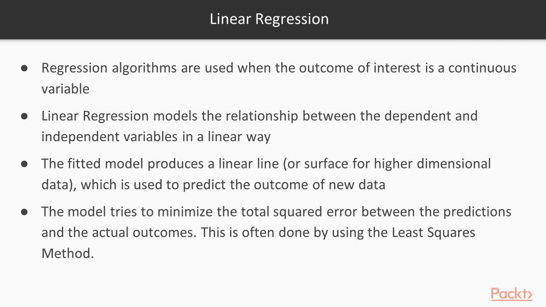Regression algorithms are used when the outcome of interest is a continuous variable. Linear regression models the relationship between the dependent and independent variables in a linear way. The fitted model produces a linear line, or surface for higher dimensional data, which is used to predict the outcome of new data. The model tries to minimize the total squared error between the predictions and the actual outcomes. This is often done by using the least squares method.